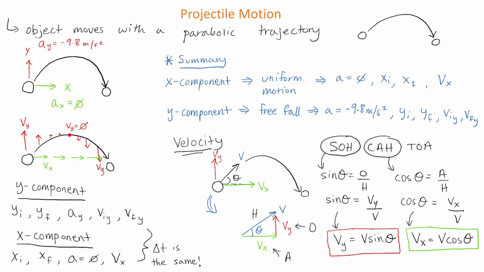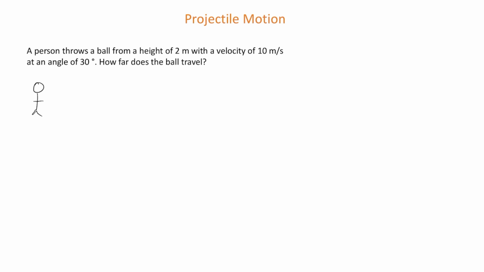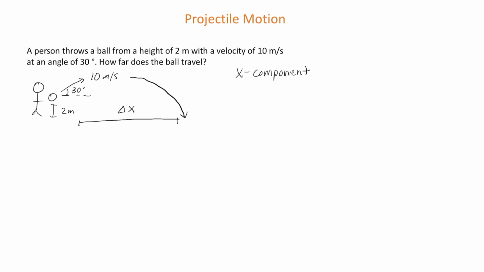Now let's do a practice problem that will bring all of this together. Here we have a person who throws a ball from a height of 2 meters with a velocity of 10 meters per second at an angle of 30 degrees. And we want to know, how far does the ball travel? Since this is projectile motion, it has an x component and a y component.